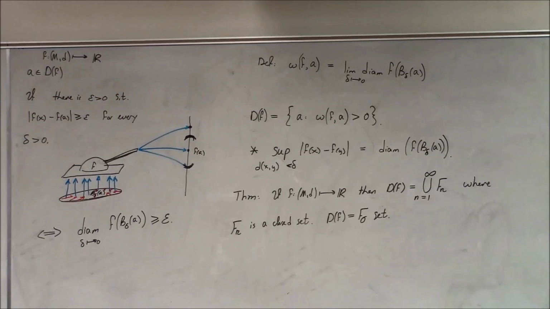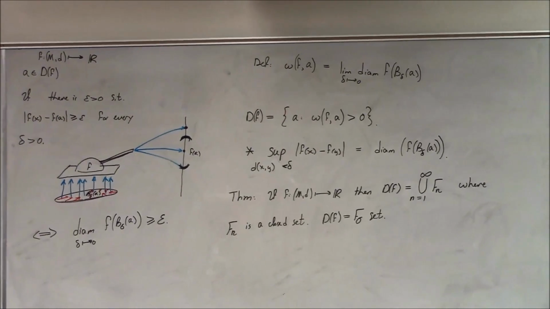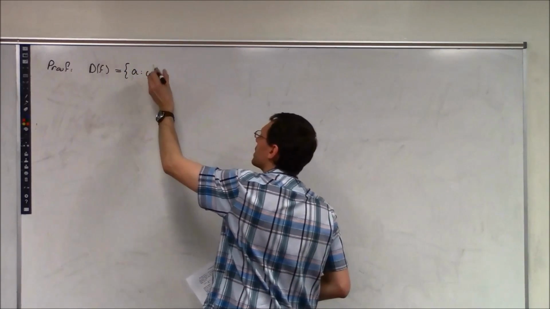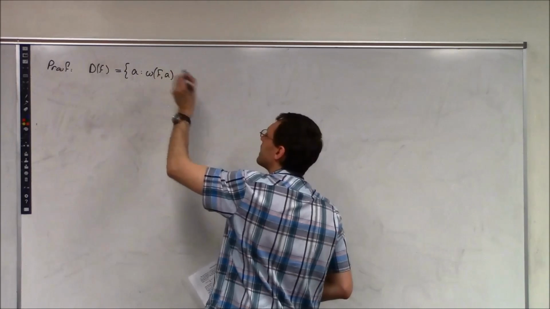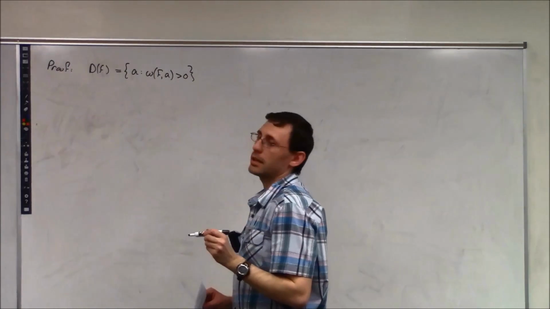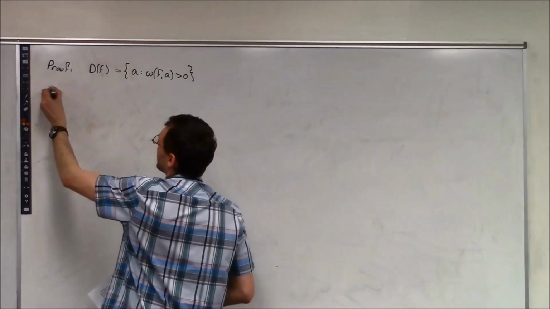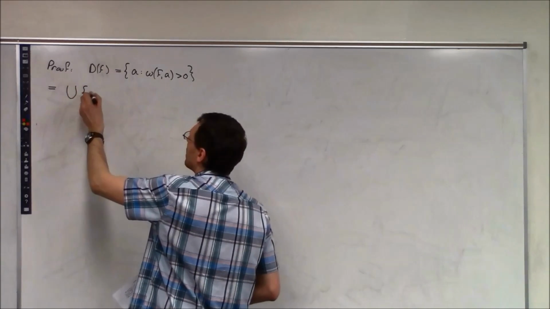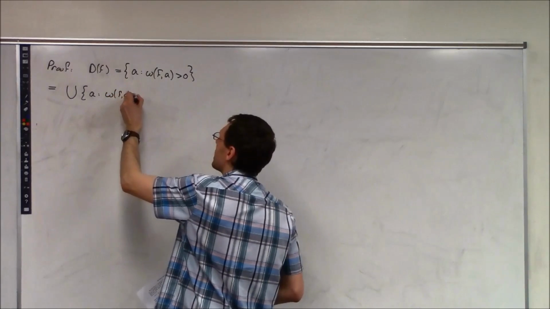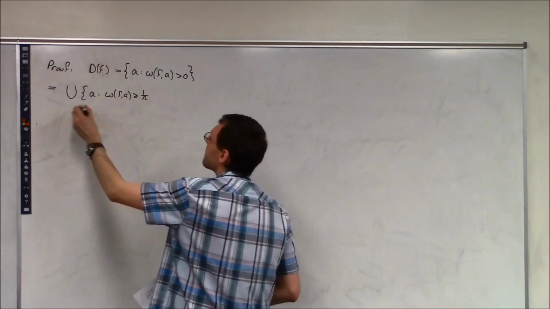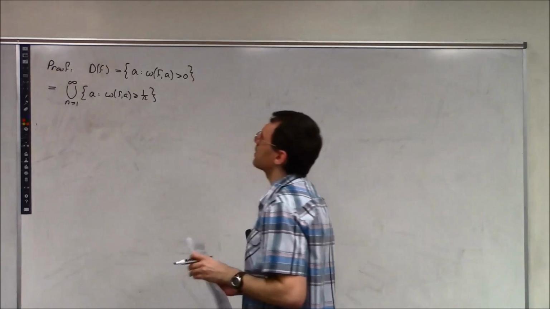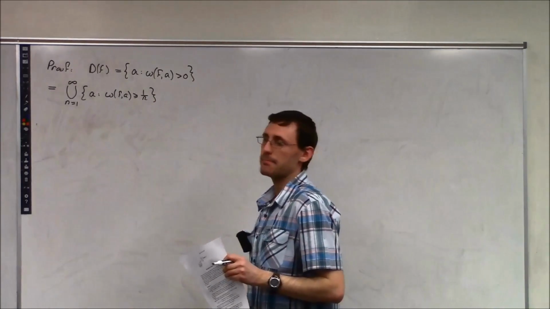Proof. So we know that D of f is the set of all points A such that the oscillation of f at A is bigger than 0. Now if the oscillation is bigger than 0, then I can write this as the union of A such that the oscillation is bigger than 1 over n. Very important, do you agree that both sets are the same?